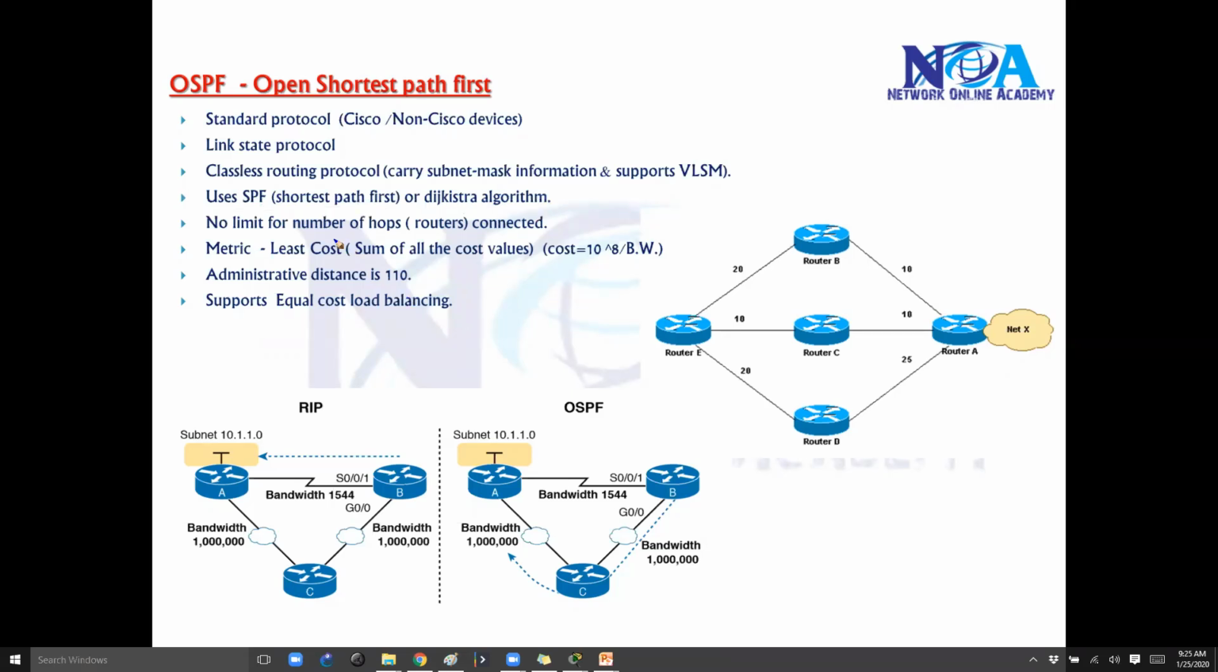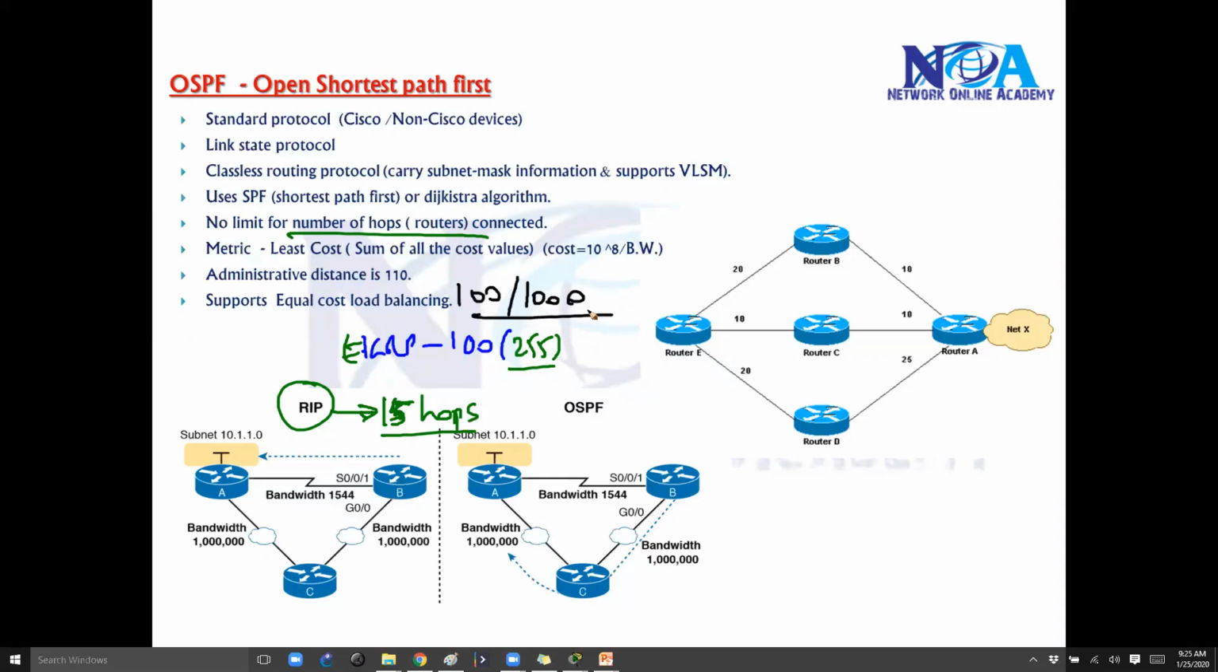One more advantage of OSPF is that there is no limit for hop counts. If you're using RIP for dynamic routing, it supports up to 15 hops, meaning including my router you can have up to 15 hops, and the 16th hop is unreachable. Likewise, EIGRP by default supports up to 100 hops or routers, and the maximum it can go up to is 255. But in the case of OSPF, there is no limit. You can connect hundreds or even thousands of routers. There is no specific limit for this routing protocol.